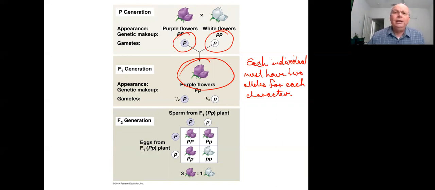Now, he also recognized that in the F1s, it was only one of the traits that turned up. The other trait did not appear in the F1. And so he coined the term dominant and recessive.